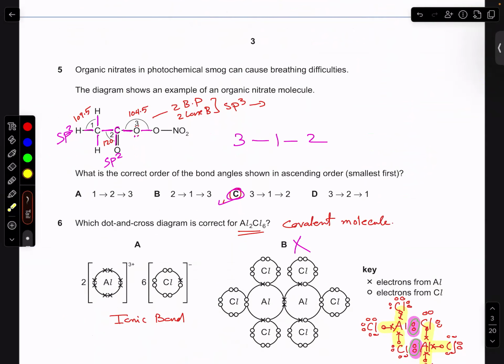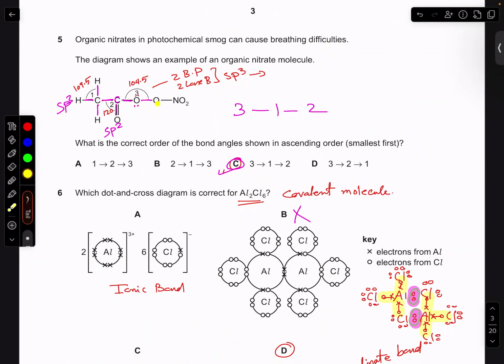Question number 5. Organic nitrates in photochemical smoke can cause breathing difficulties. The diagram shows an example of an organic nitrate molecule. This is the organic nitrate molecule. What is the correct order for the bond angles shown in ascending order, from the smallest to the highest?